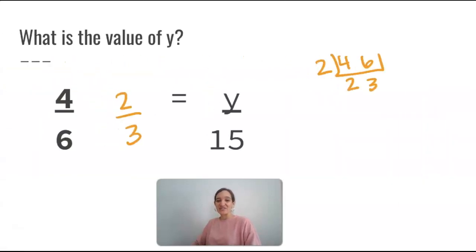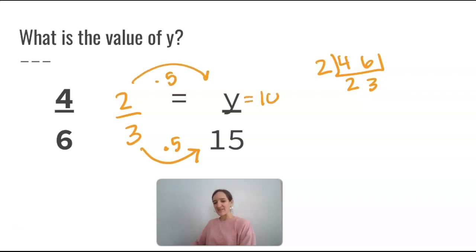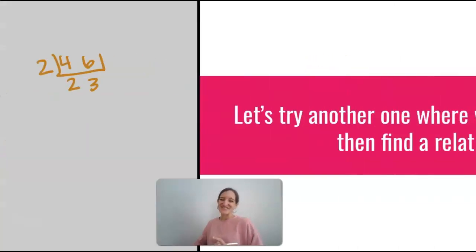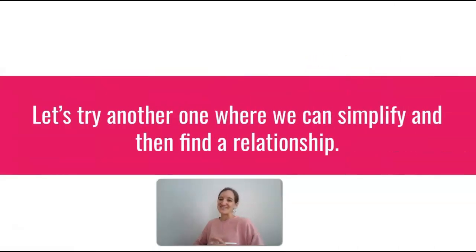And then 2 to 3 has a relationship. That 3 is a factor of 15 and it's getting bigger, so I can times it by 5. So I will times this top by 5 as well. And that tells me that y equals 10. You like that? Let's try another one where we can simplify and then find a relationship.